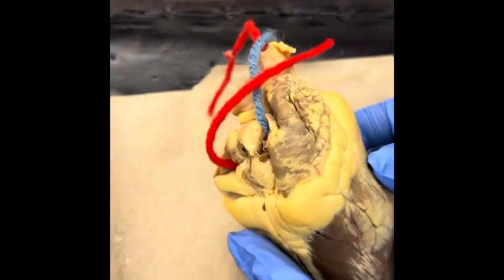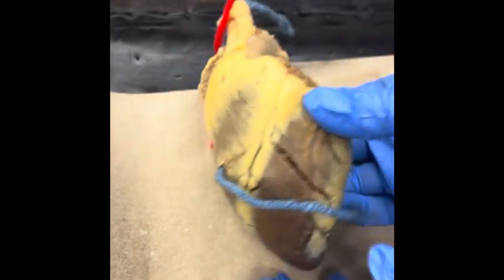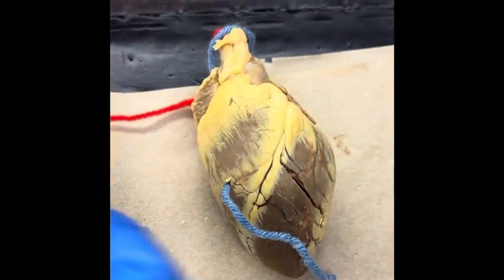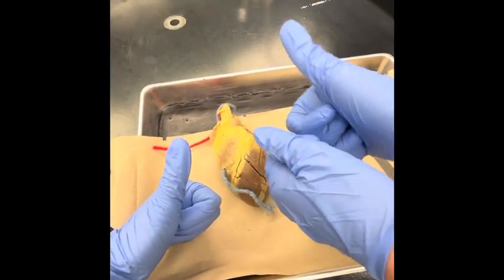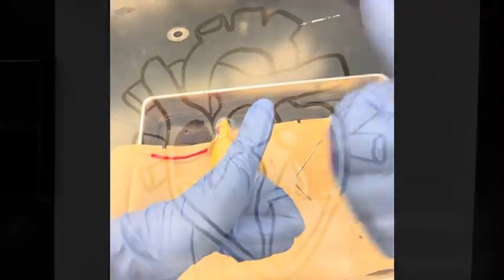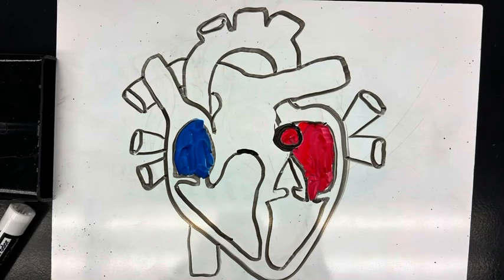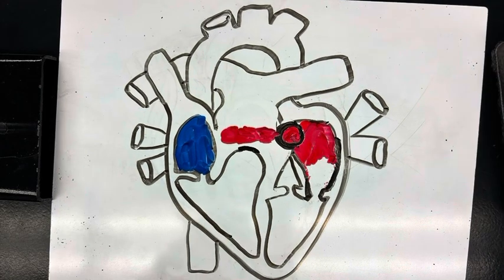The red string represents oxygenated blood, and it enters through a pulmonary vein and into the left atrium. It then travels through the bicuspid valve into the left ventricle and then up through the aortic valve out of the aorta. An atrial septal defect is a heart condition that you're born with.